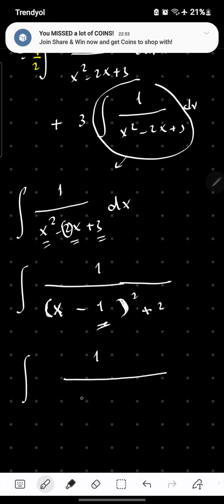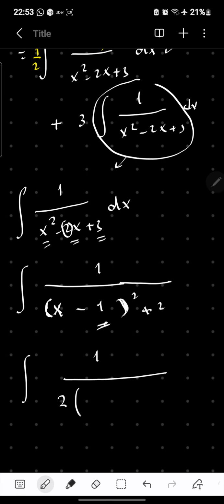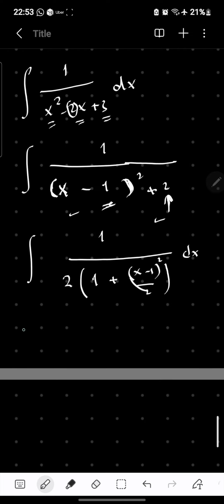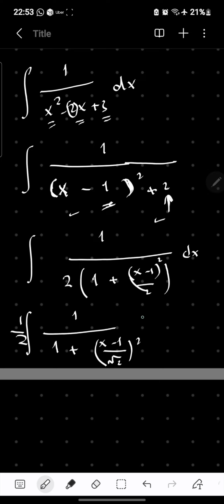Now 1 over, what if we take 2 common from the denominator? It will give us 1 from here, and this will be x minus 1 squared over 2. Let's try to multiply by 2 again. 2 times 1 is 2. 2 times this term is this one. You will see why I am doing this now. We have 1 over 1 plus, can I write this as root 2 squared dx? Try to distribute the square. X minus 1 over root 2, squared.